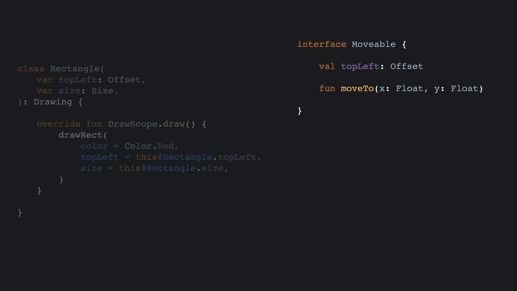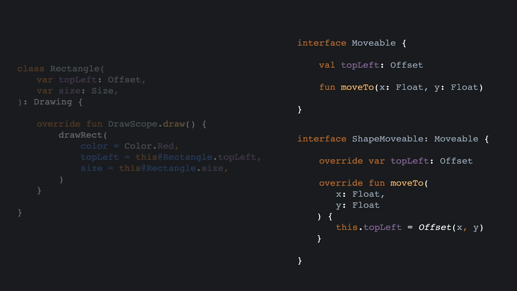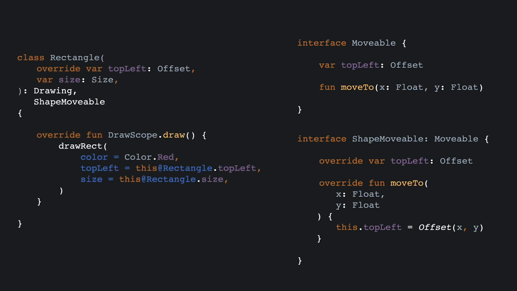Then let's create a new class. Let's call it ShapeMovable, that implements the Movable interface. And in this ShapeMovable, we are simply changing the top left depending on the values passed to the move to. We can use this ShapeMovable in multiple classes like rectangles, circles, images, like anything that we can move with just moving the top left position. Now let's add this implementation to the rectangle. So we will add the ShapeMovable interface to the rectangle, and we will need to add the override keyword to the top left, because now the top left is part of the Movable interface. And that's it. That's how we can add a movable behavior to our rectangle.